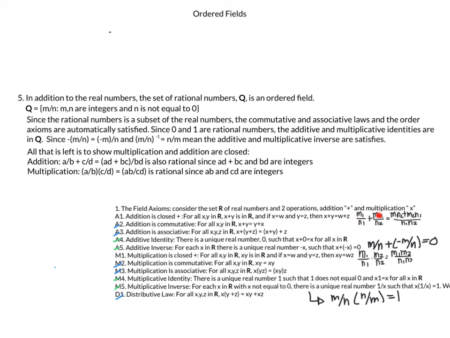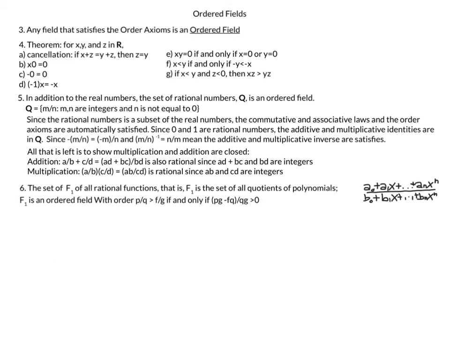So first we'll look at addition. If I add m1 over n1 plus m2 over n2, I get another rational number. So addition is closed. Now multiplication: if I multiply m1 over n1 times m2 over n2, you can see I still have a rational number. So now these are taken care of, and we have satisfied all the field axioms and have shown that the set of rational numbers is an ordered field.